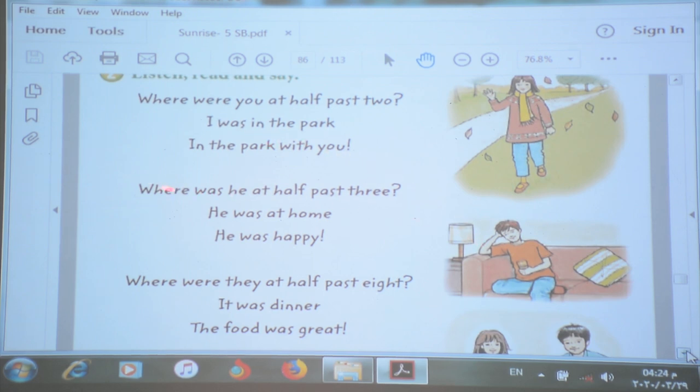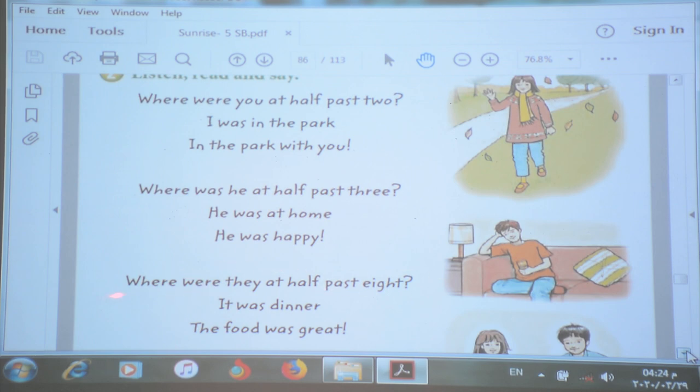And look at here. Where was he at 3:30? At 3:30. He was. It's about he. You should start with he and change the place of was to the second word. He was at home. He was happy.